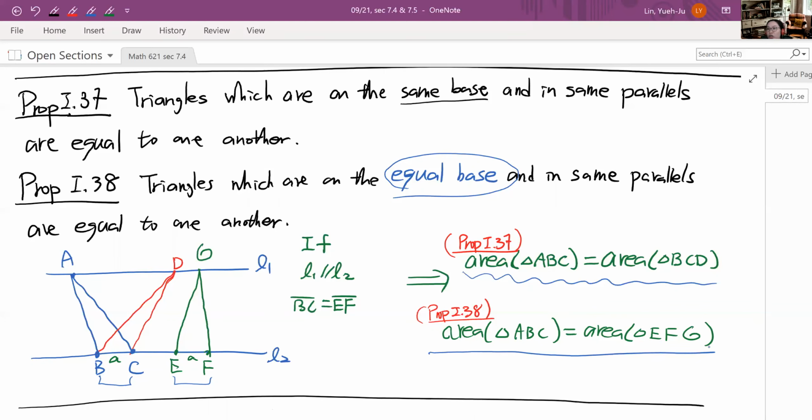The area of a triangle is just half of the parallelogram. Okay, that's why I'm not going to prove it. Once you have the same result for parallelogram, right, you should have the same thing for triangle.